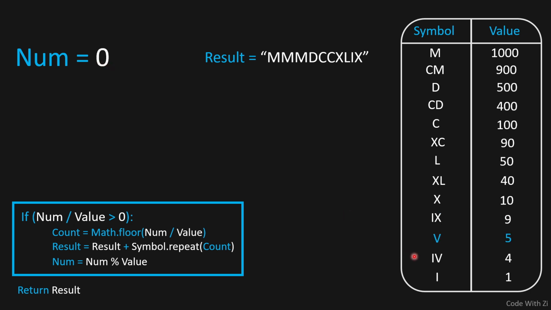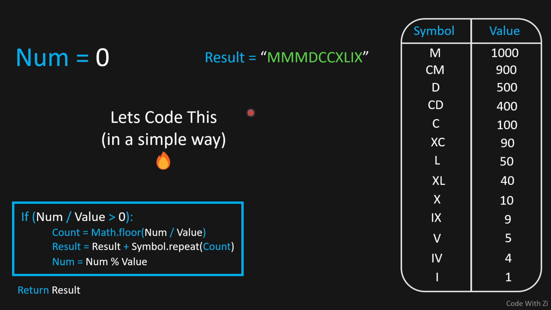And then we're gonna enter our next round, which is gonna be V and 5. We're gonna check 0 divided by 5. Is it greater than 0? No, because 0 divided by anything is gonna be 0. So we're gonna move on to the next round. Again, same thing, 0 divided by 4, because our pair is gonna be IV and 4. And we're gonna check, is it greater than 0? Nope. Let's move on to the next one. I and 1. Is 0 divided by 1 greater than 0? Nope. And we're gonna break out of our loop and return our result. This was literally it. Now let's code this in the simplest way possible.